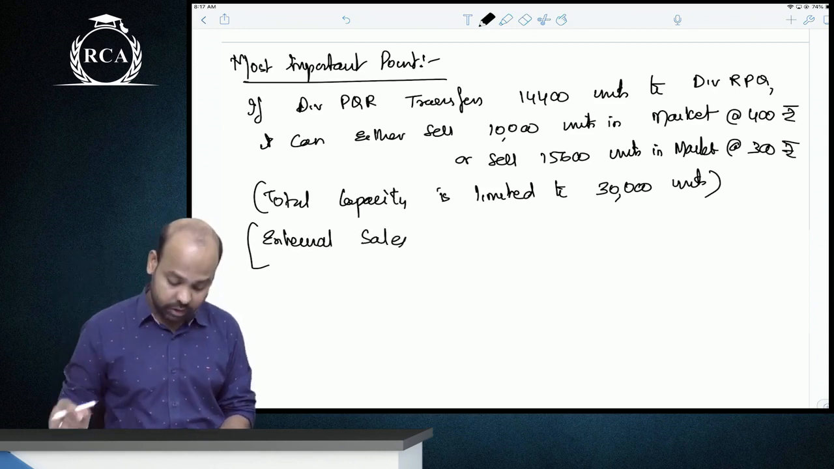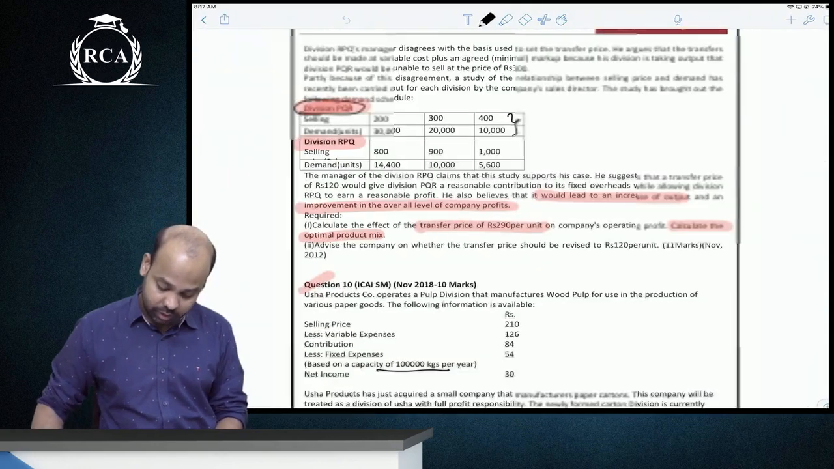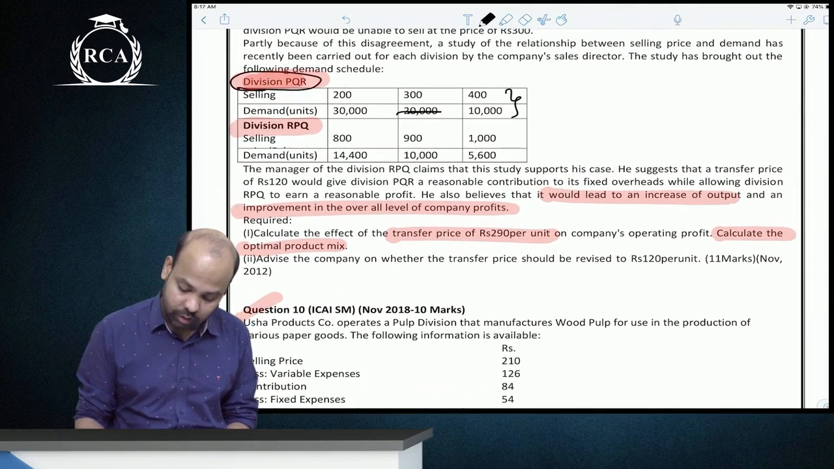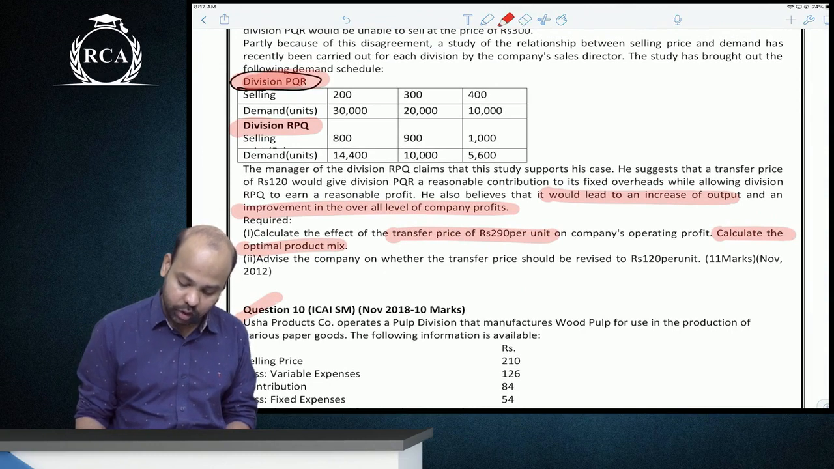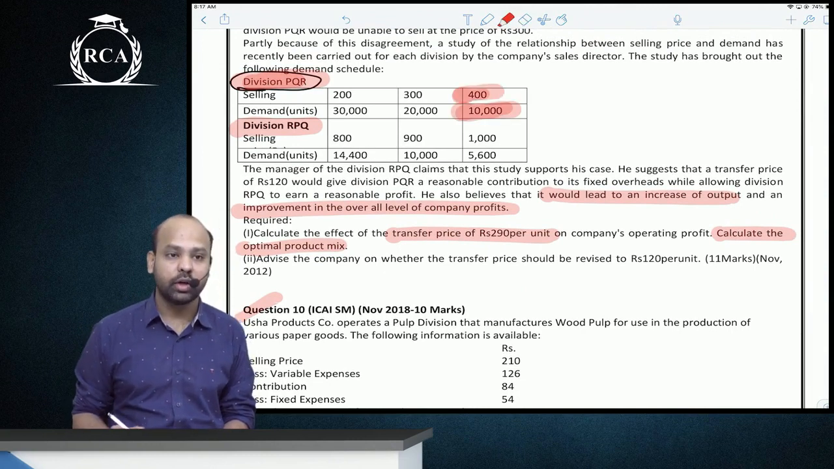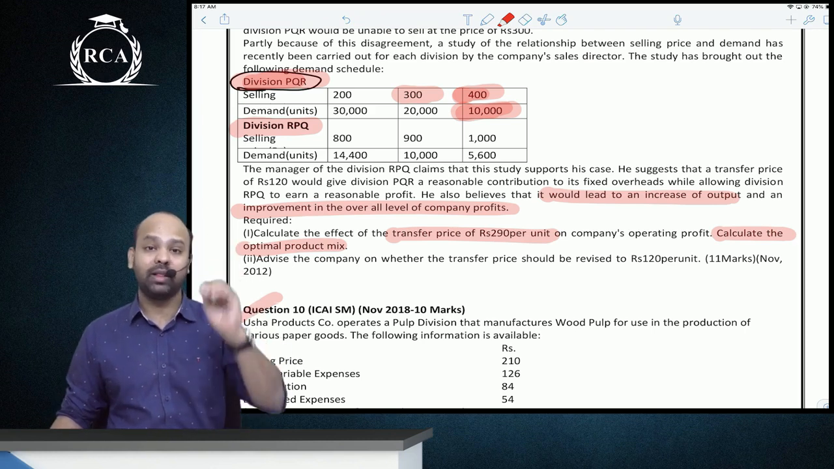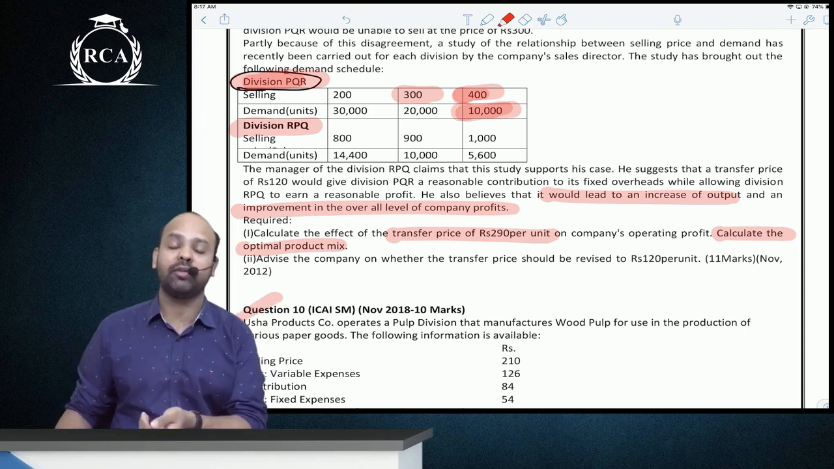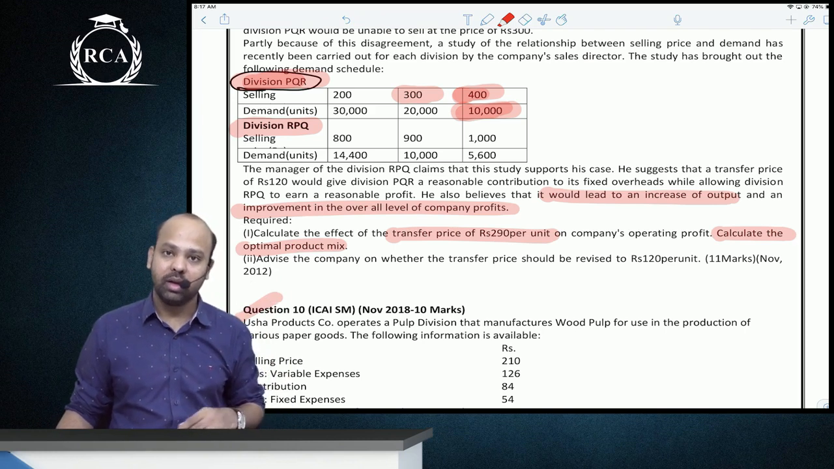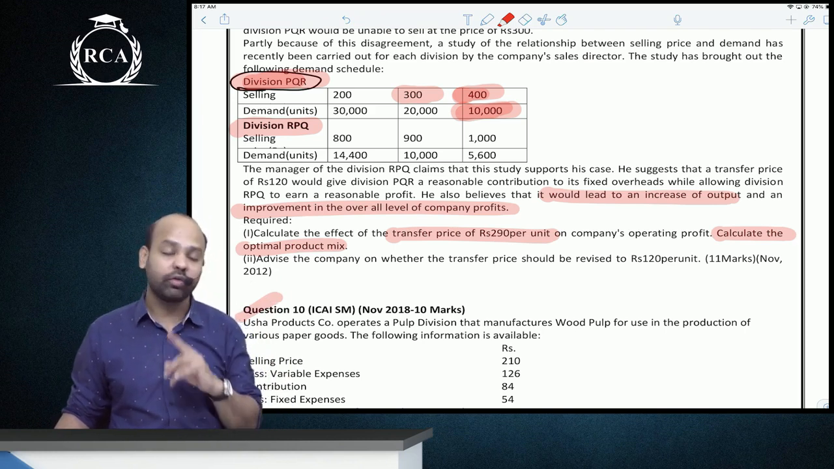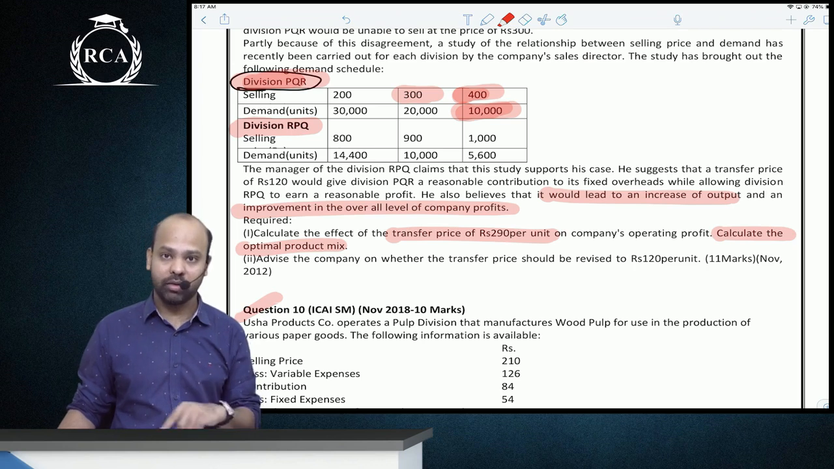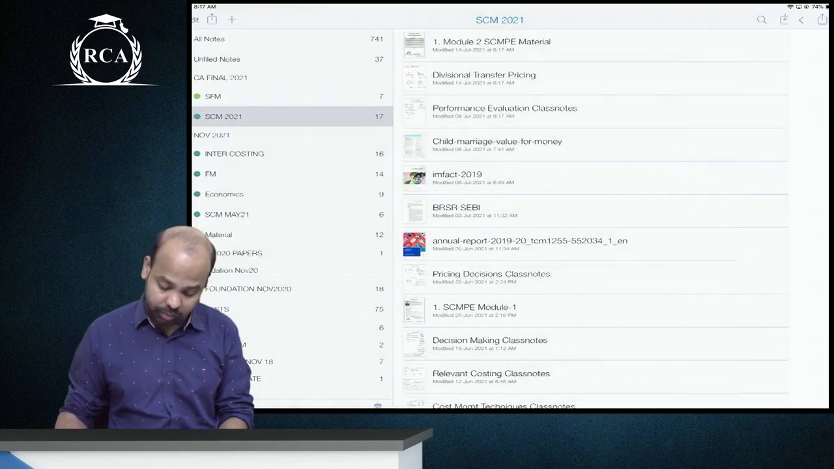Look at the details of division PQR, I'm looking at the book. If you want to sell anything more than 10,000 units, you will have to go at a price of 300. Please do not think that up to 19,999 units you will be able to sell at 400 rupees. That is not possible. Anything more than 10,000 units, you'll have to bring down the selling price to 300 rupees.